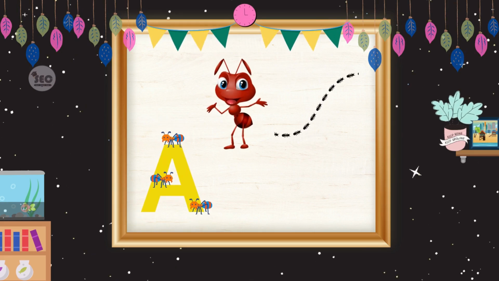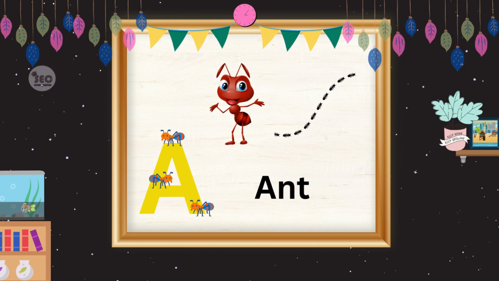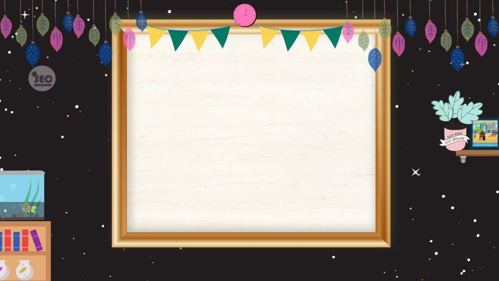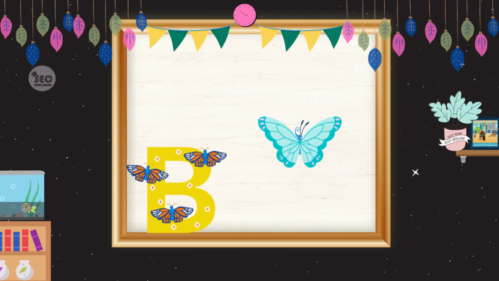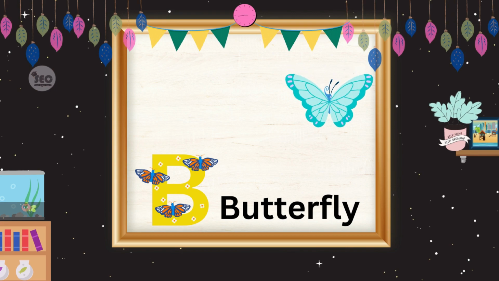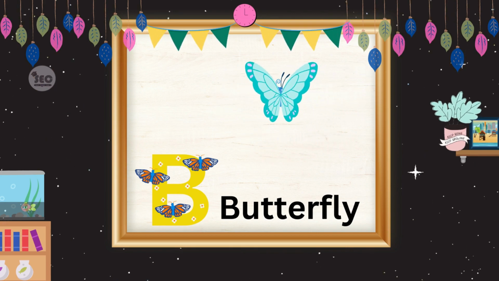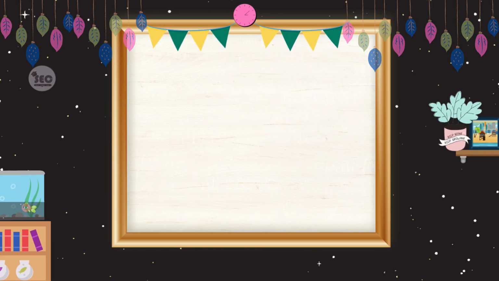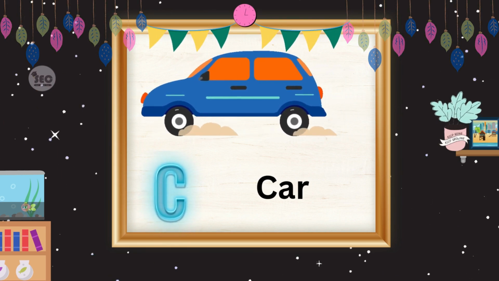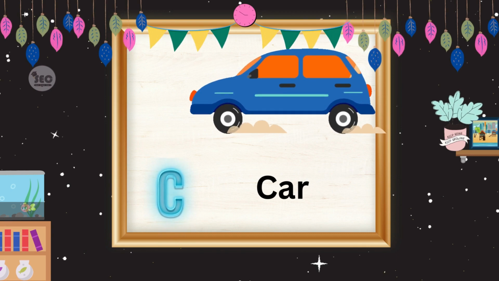A for ant. A-N-T. Ant. B for butterfly. B-U-T-T-E-R-F-L-Y. Butterfly. C for car. C-A-R. Car.